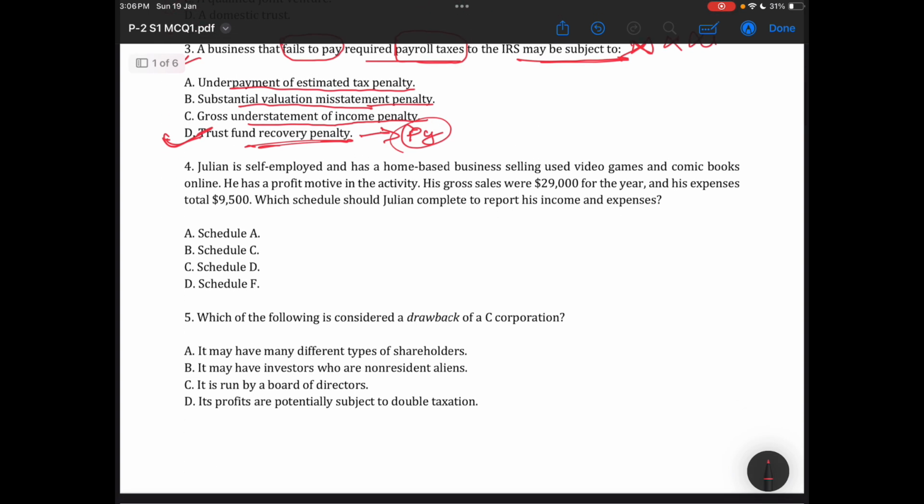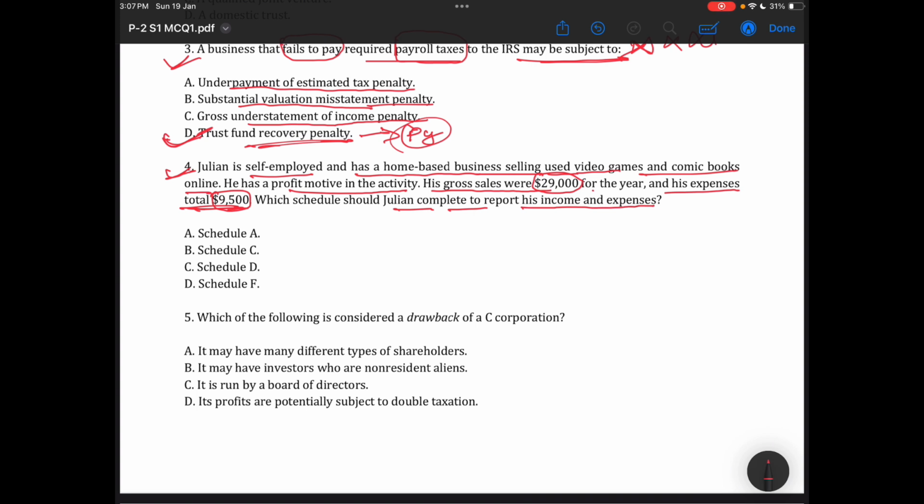Okay. The fourth question is: Julian is self-employed and has a home-based business selling used video games and comic books online. He has a profit motive activity. His gross income from sales is $29,000 for the year, and his expenses total 9,500. Which form should Julian complete to report his income and expenses?